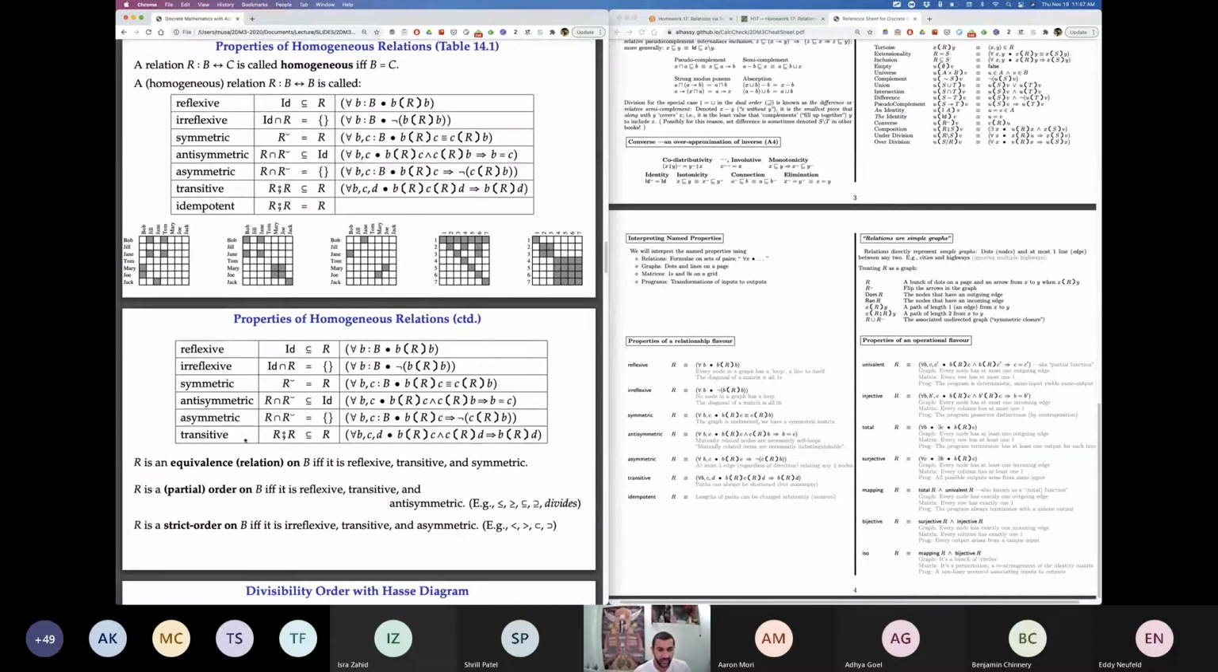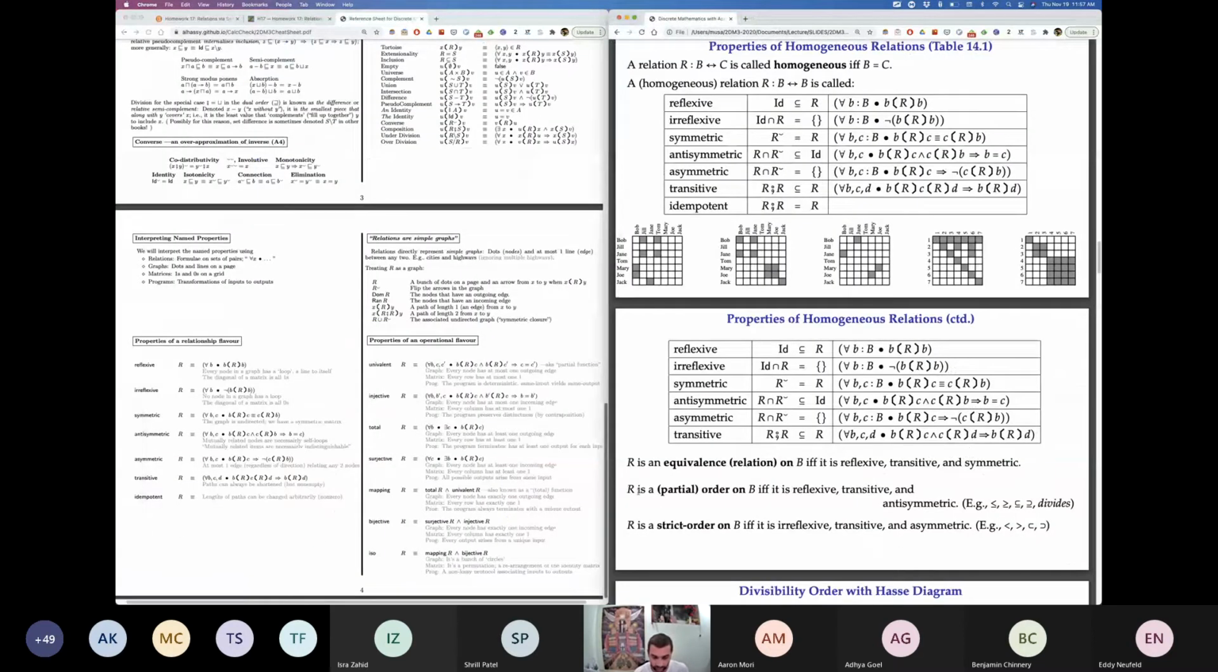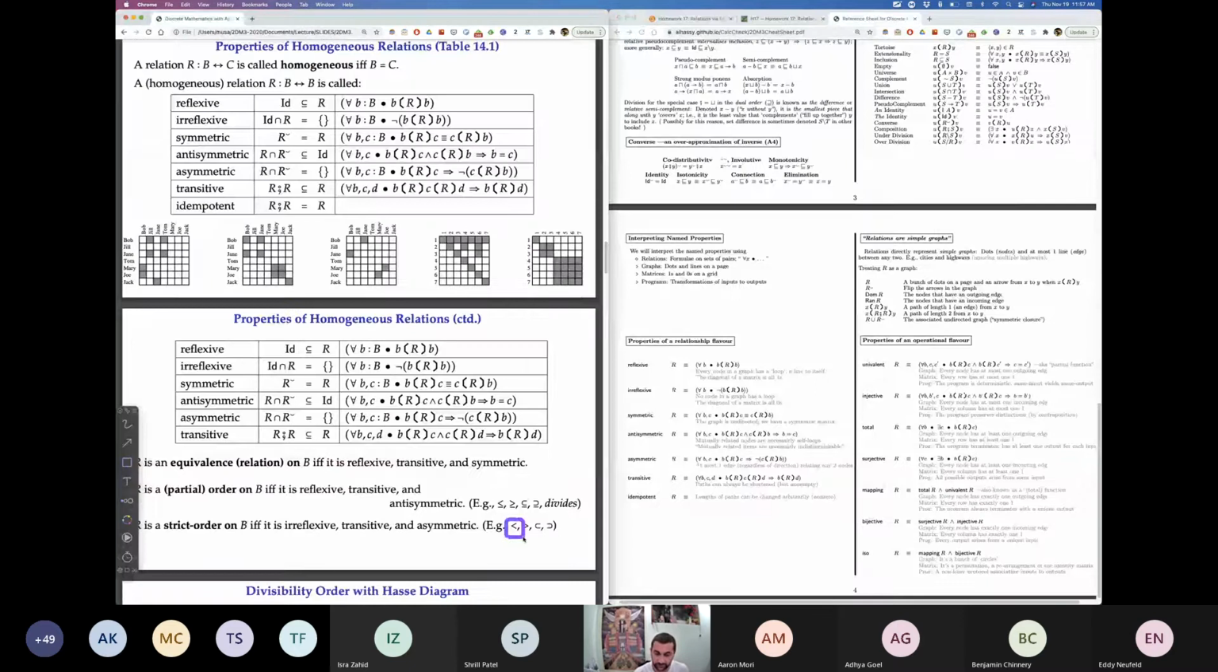Okay. And we've talked about orders before. We said if it's a reflexive, transitive, and anti-symmetric relation, it's called an order. It's strict if it's irreflexive, like strictly less than. And we say it's an equivalence relation or a similarity relation if it's reflexive, transitive, and symmetric. So these are words you'll likely keep seeing again and again in computing and software.